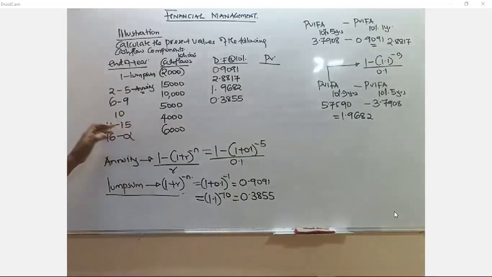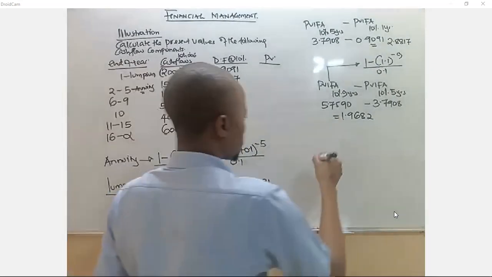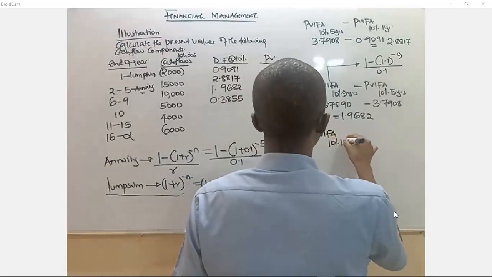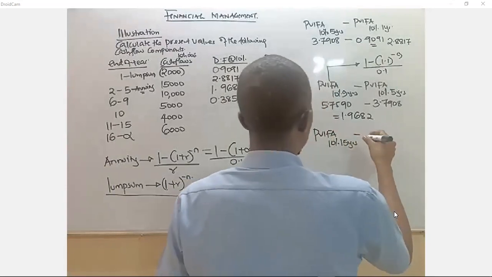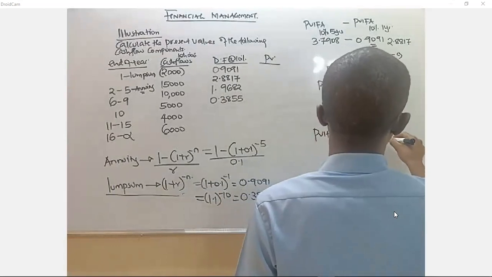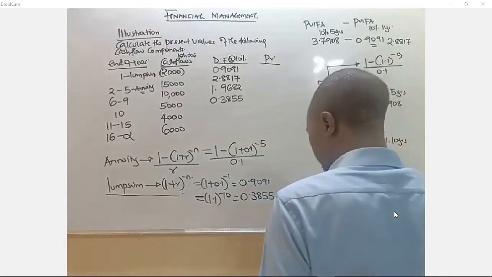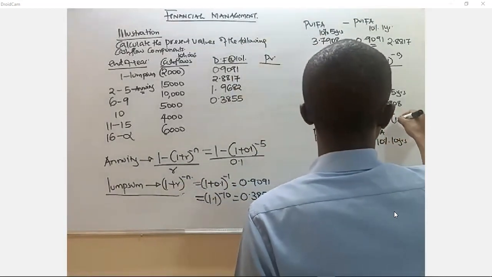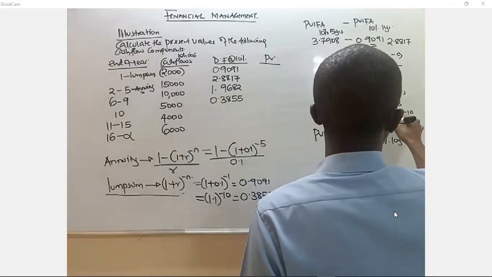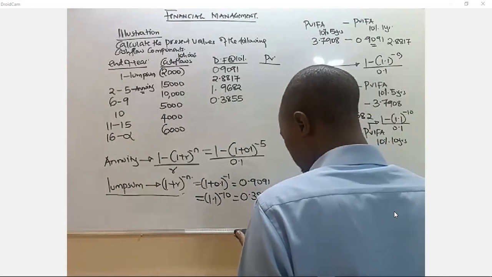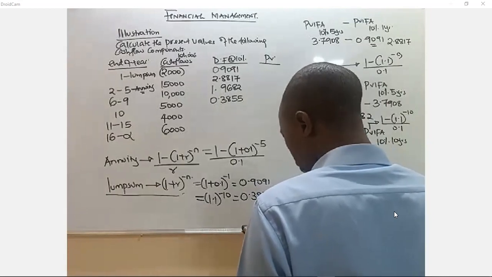What about 11 to 15? You know you will do 15 minus 10, because you want 11 to 15. Very simple also. You say the present value interest factor annuity, 10%, 15 years, minus the present value interest factor annuity, 10%, 10 years. So what is the 10-year one? It is 1 minus 1.1 raised to negative 10, divided by 0.1. So on the calculator: 1.1 raised to negative 10, 1 minus the answer, then I divide by 0.1.